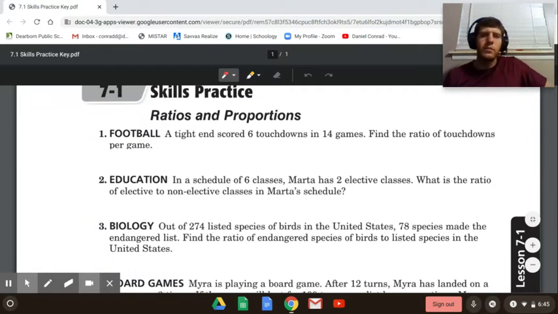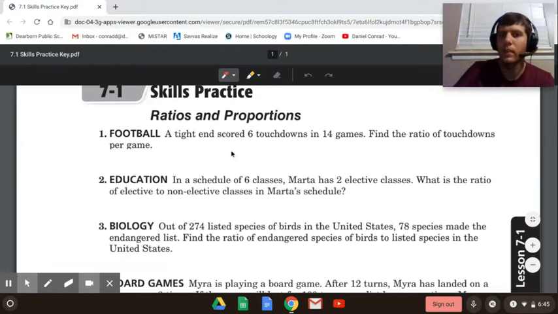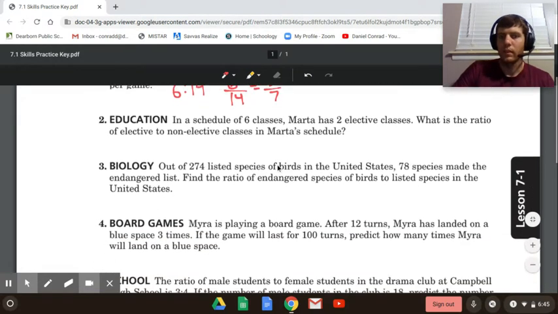So the first one just wants us to write a ratio of touchdowns per game. A tight end scores 6 touchdowns in 14 games. So if the ratio is touchdowns to games, he's scored 6 touchdowns in 14 games. And if we write that as a fraction, it's 6 over 14, which reduces to 3 over 7.